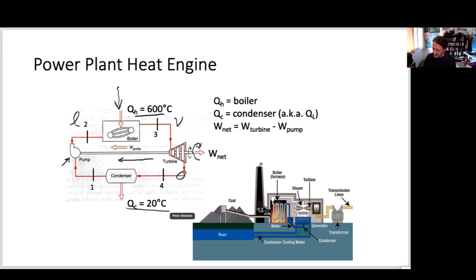And so our condenser is operating at 20 degrees Celsius. So the operating temperatures of our boiler and our condenser define the temperatures for our heat engine, and we've got work coming off.